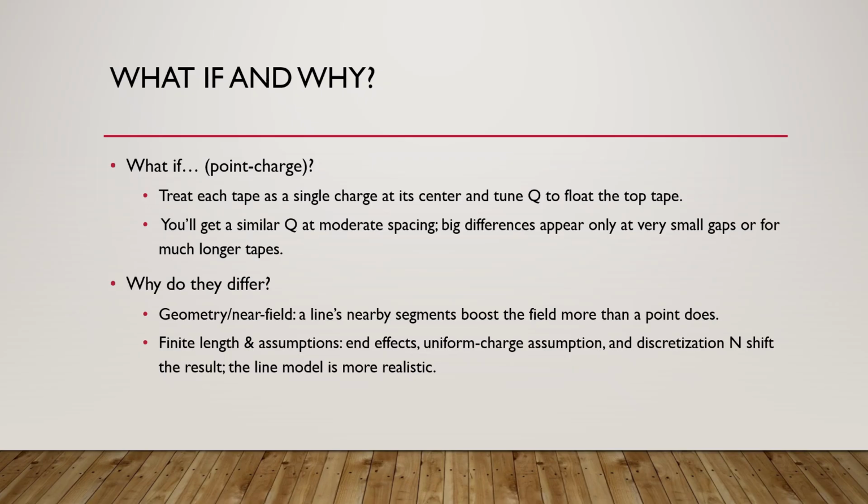Why do they differ? Geometry and near field. A line's nearby segments boost the field more than a point does. Finite length and assumptions, such as the uniform charge assumption, can also shift the results. The line model is thus more realistic.